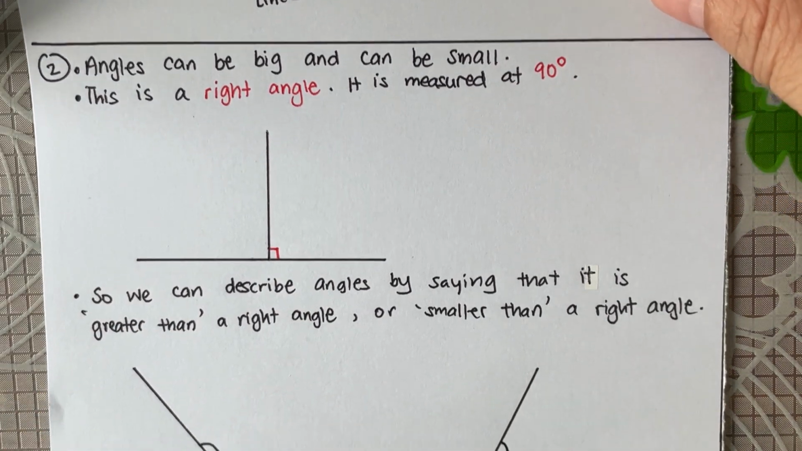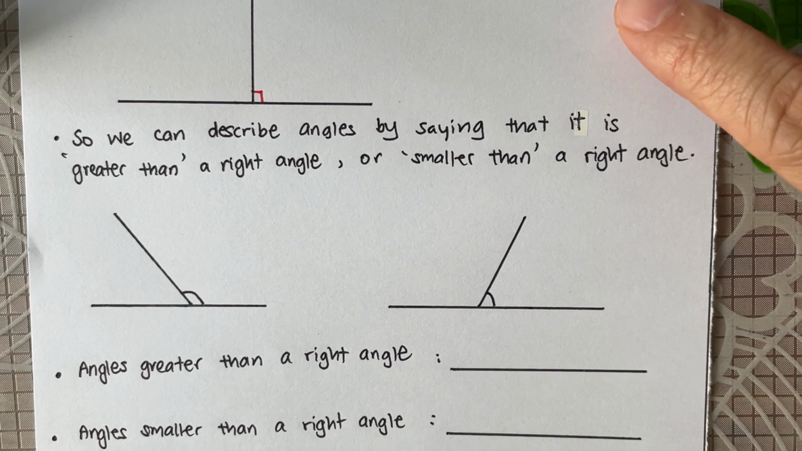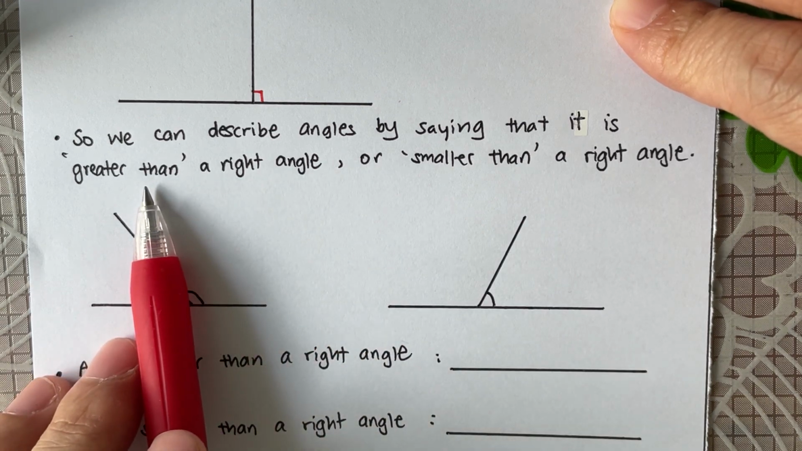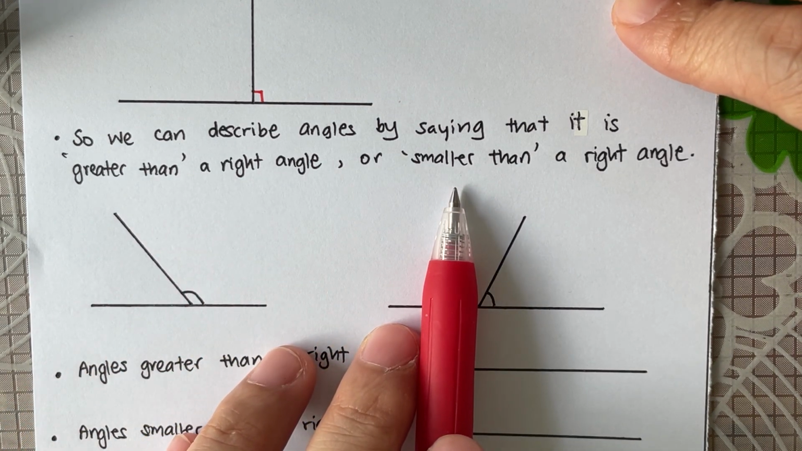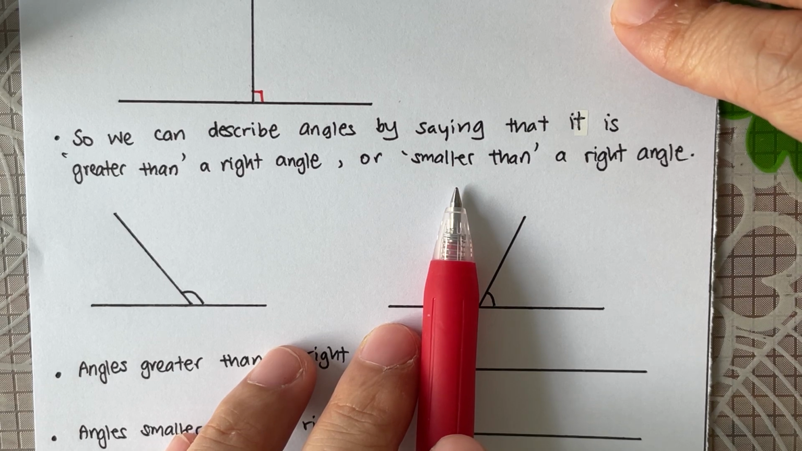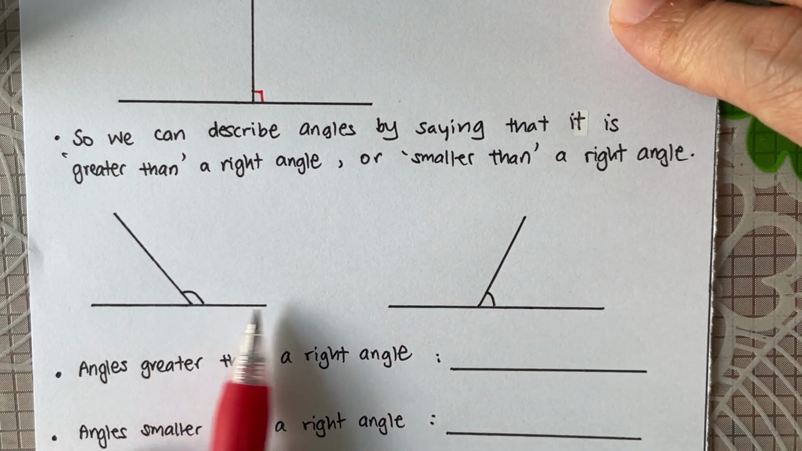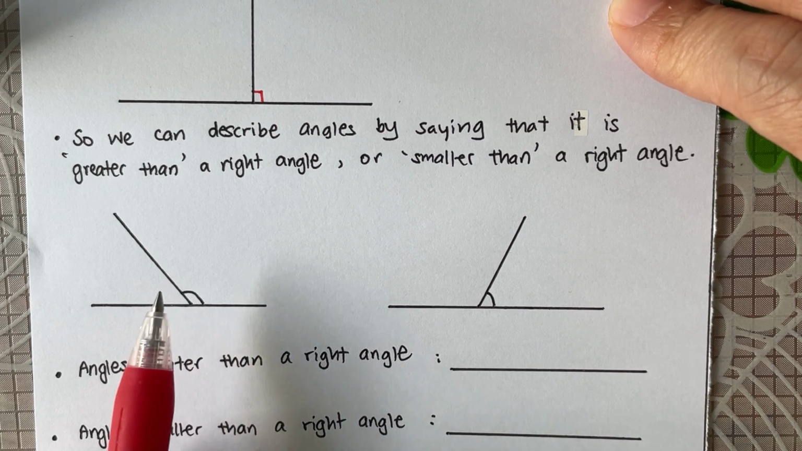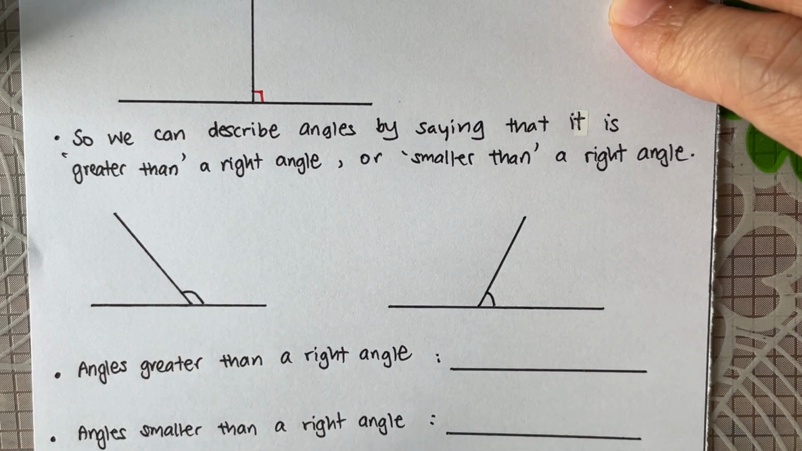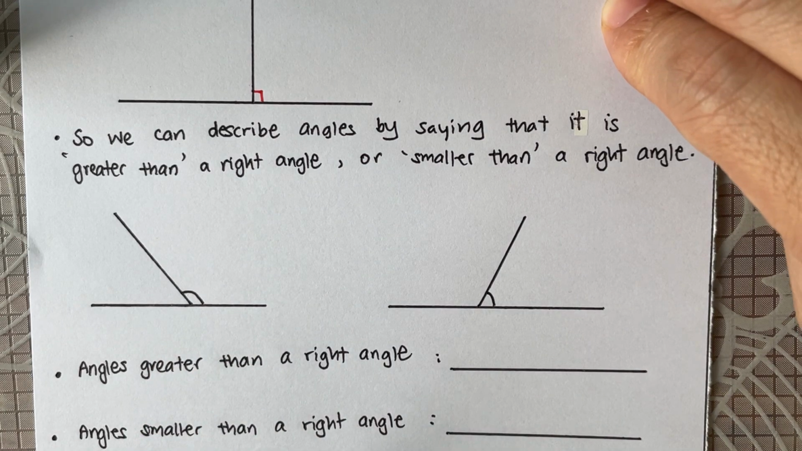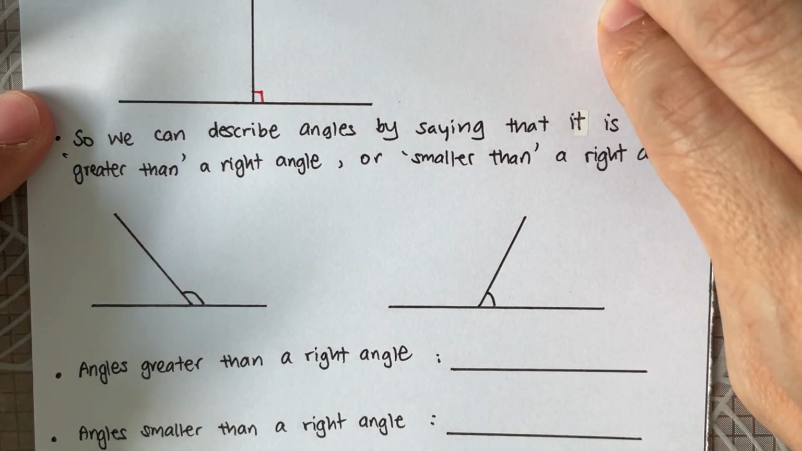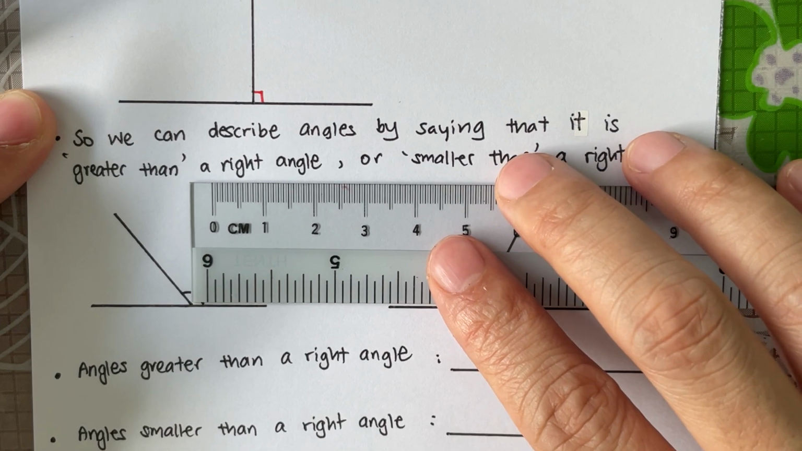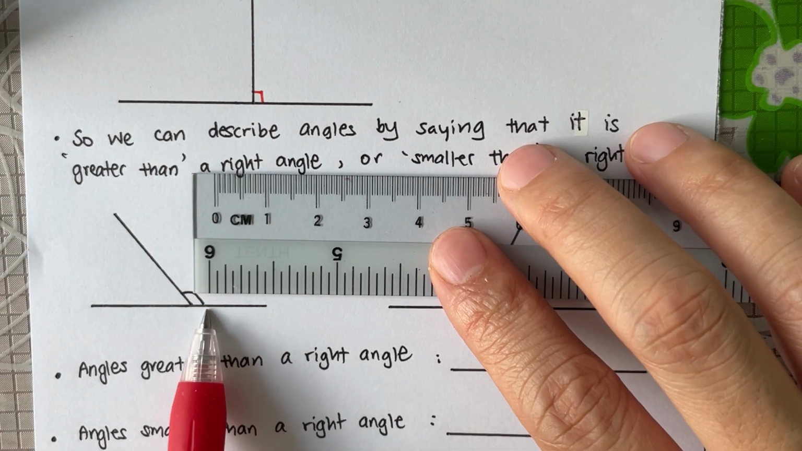Now, because we know what a right angle is now, we can describe angles by saying that it is greater than a right angle or smaller than a right angle. Now we can tell for sure. Now, let's take a look at these two examples here. First example, can we tell whether this particular angle here is greater than a right angle or smaller than a right angle? Now, if we do not have a protractor, it's fine. Let's use the edge of a ruler. Place against here. So one edge of the ruler will be against one of the lines.